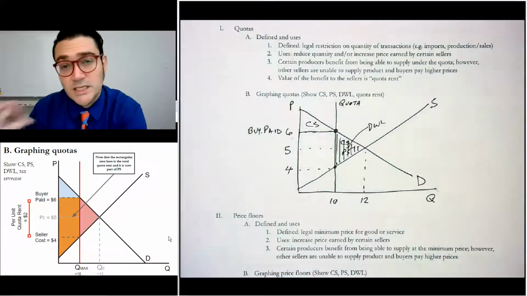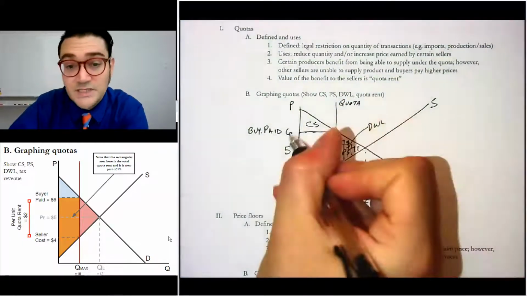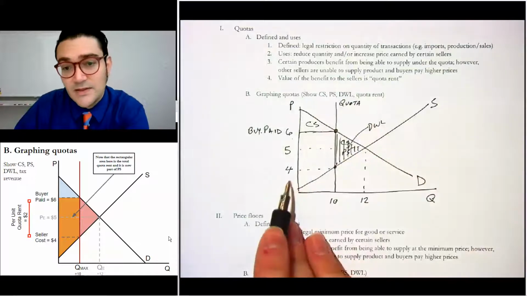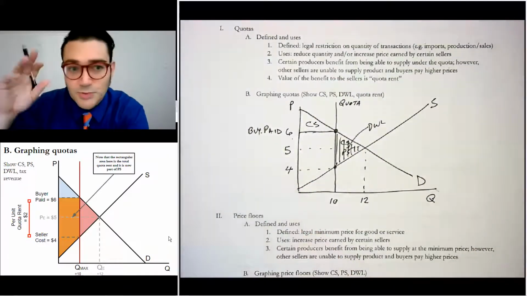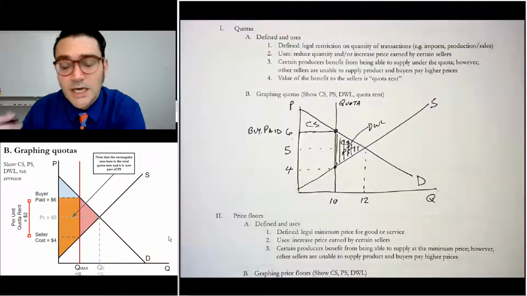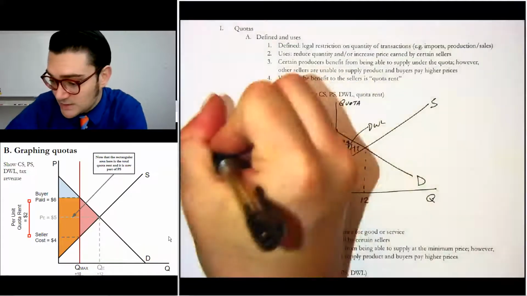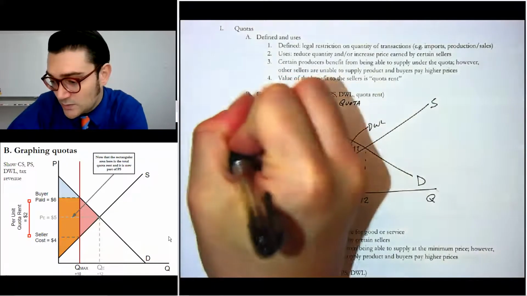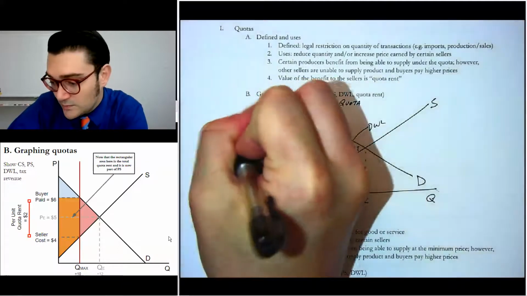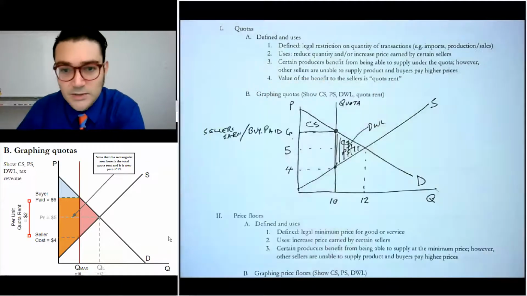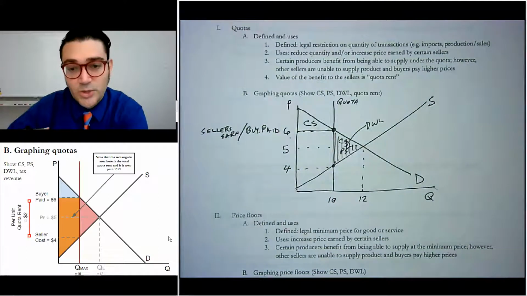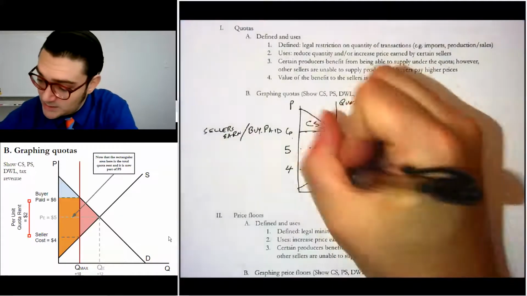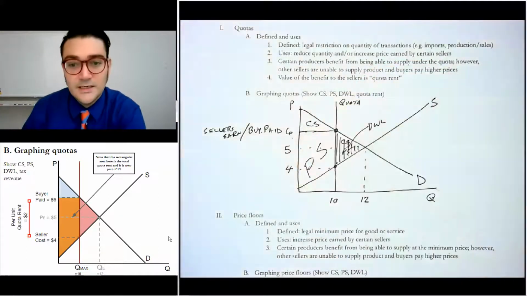Well, what's the price that the sellers received? Well, they received 6. Now, you might have been tempted to say that they received 4, but there isn't a wedge between the two in this one. It's just a quota. And so the sellers are also getting 6. Sellers earn the same amount, right? They also earn 6. So down to the supply curve is producer surplus. And so all of that is producer surplus.